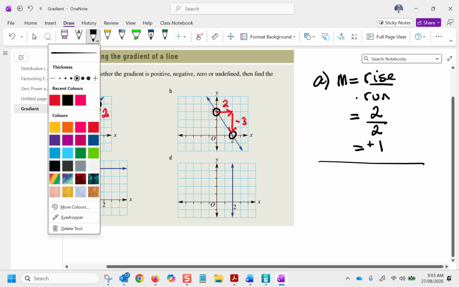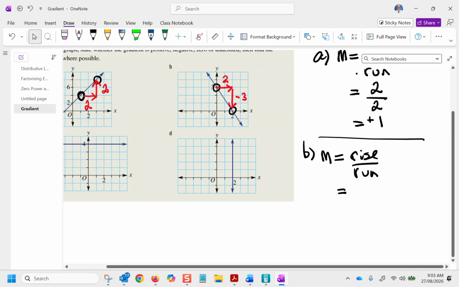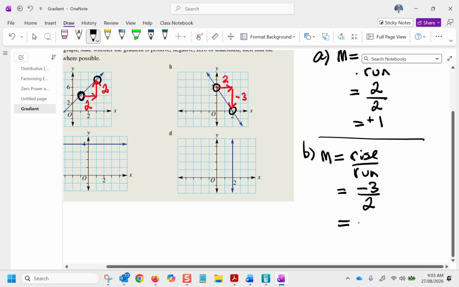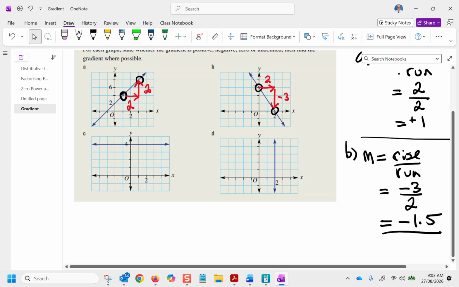Let's do the calculation for part B. Gradient equals rise over run. The rise is the vertical line. The vertical arrow is -3. It's a bit odd to call it a rise when it's going downwards, but the negative is what indicates downwards. And the forwards is 2. So this is -1.5. That one is a negative gradient. Let's look at part C.